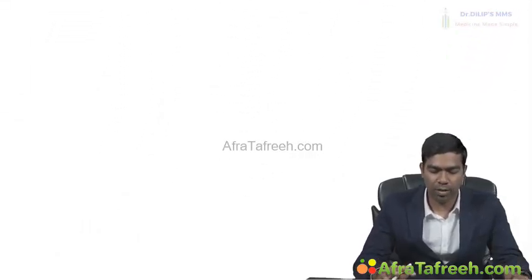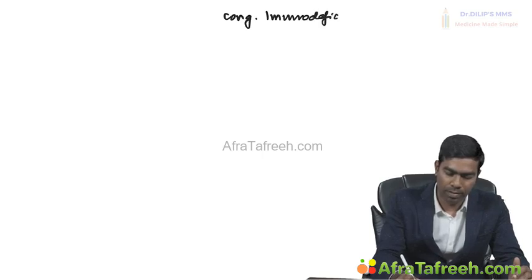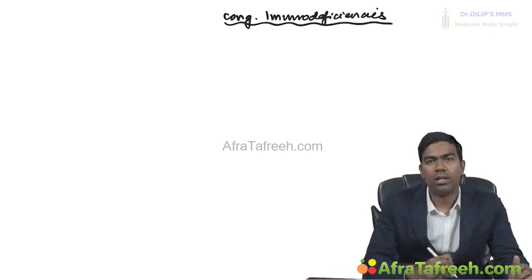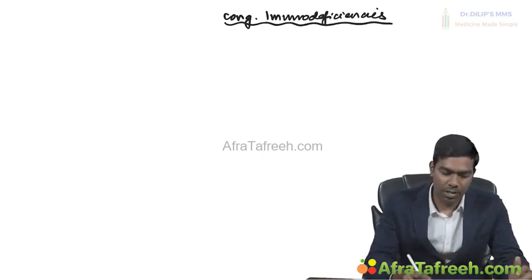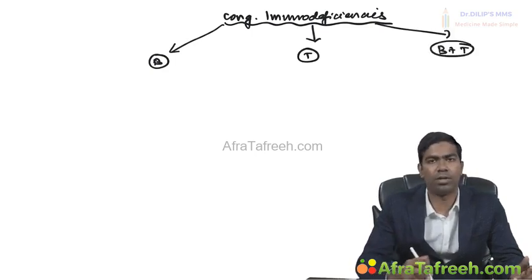So next thing we are going to deal with is immunodeficiencies, congenital immunodeficiencies. Congenital immunodeficiencies can be divided into three types. One is called B cell immunodeficiencies. Then T cell immunodeficiencies are there. Then you have combined B and T cell immunodeficiencies.